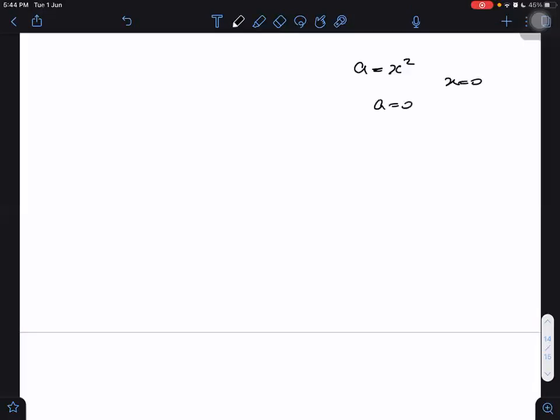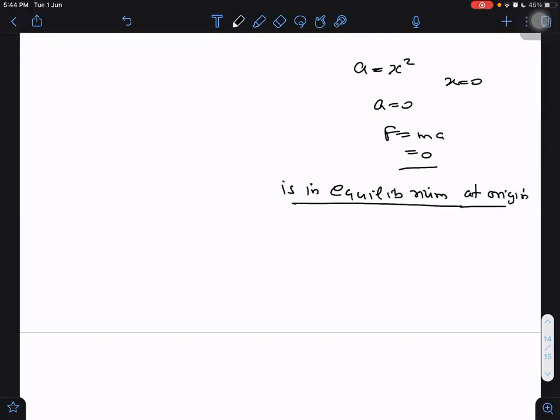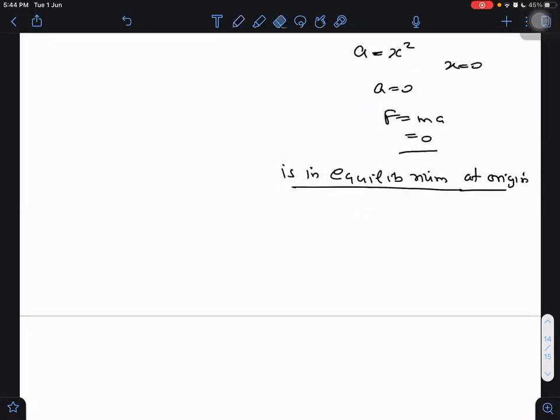One more thing we can think: if acceleration is x square and x is 0, then acceleration is 0. Force is mass into acceleration, so force is 0. It means the body is in equilibrium. When force is 0, we call the body to be in equilibrium at origin. And if the body is in equilibrium, no force is there to make it move. Net force is 0, so it will continue to be at rest.